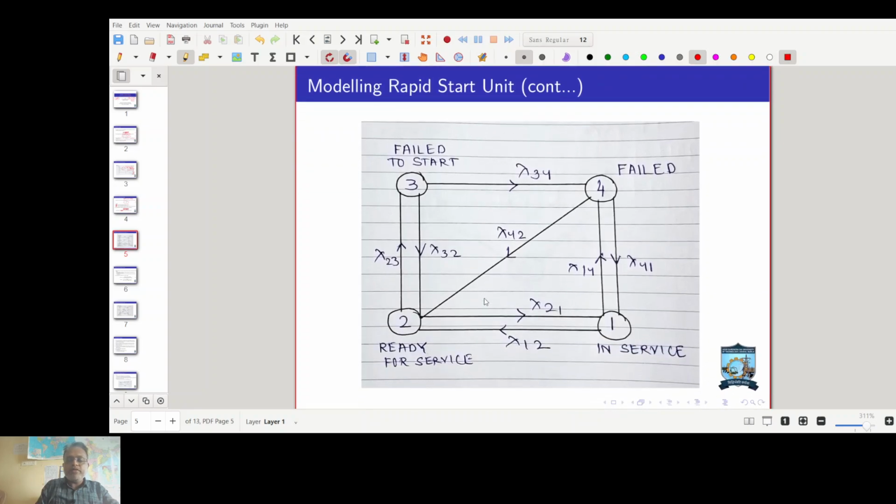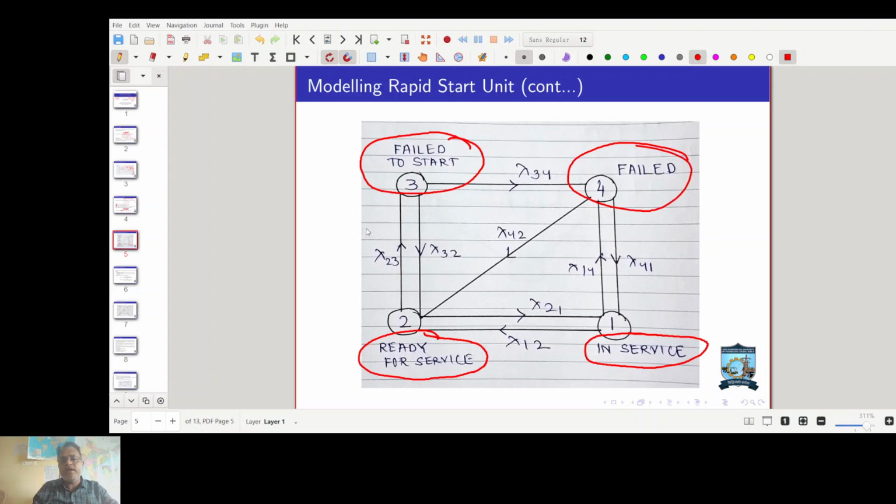This P is known as the stochastic or probabilistic transition probability matrix. Now these rapid start units, as we just discussed, can be modeled as four states: in service, ready for service, failed to start in the time of need, and failed. Okay, and various transitions between them.